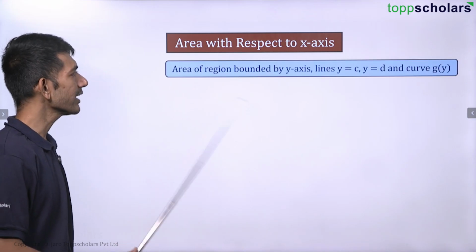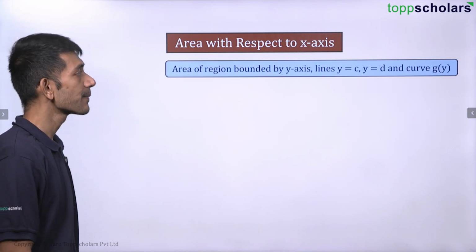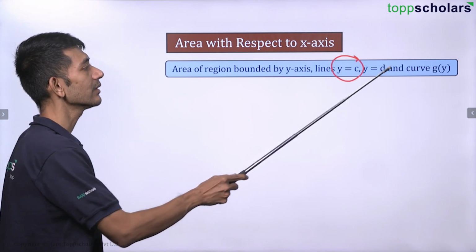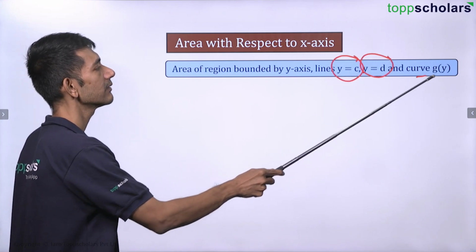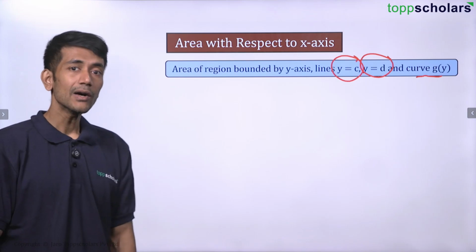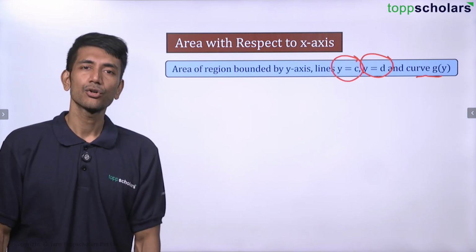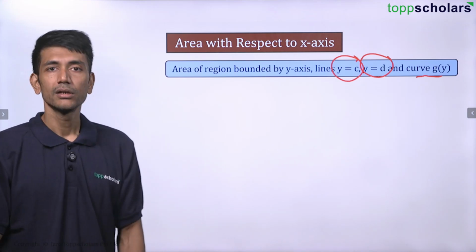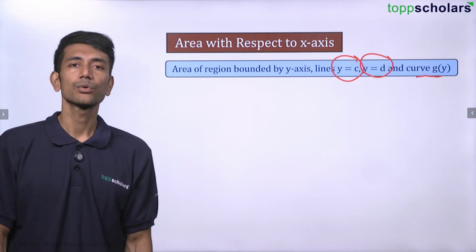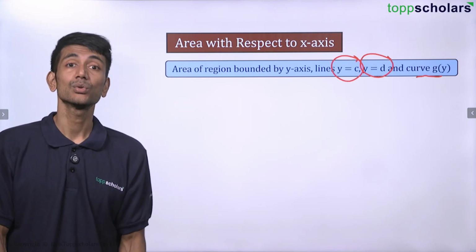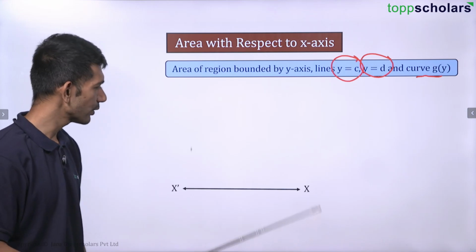Now let us talk about the area of the region bounded by the y-axis, the lines y is equal to c, y is equal to d, and the curve g(y). Now how are these lines going to look? y is equal to c and y is equal to d are those lines which are parallel to the x-axis, right? So have a look at this.